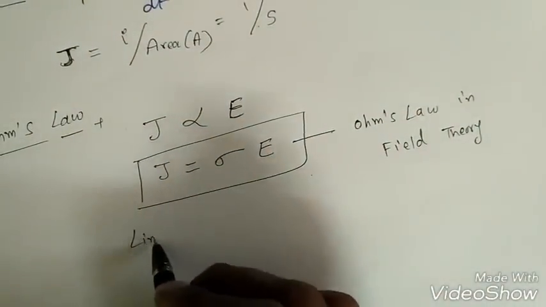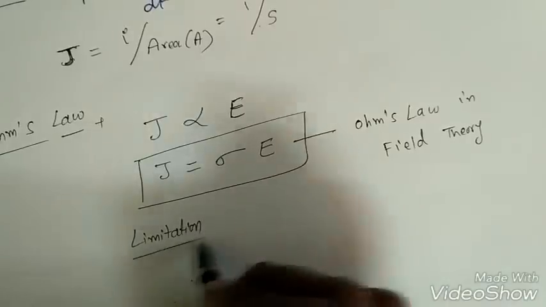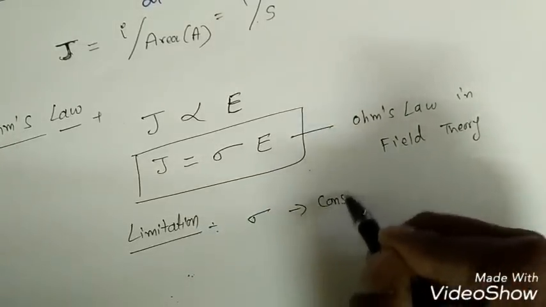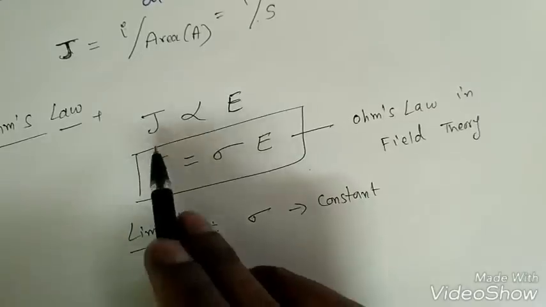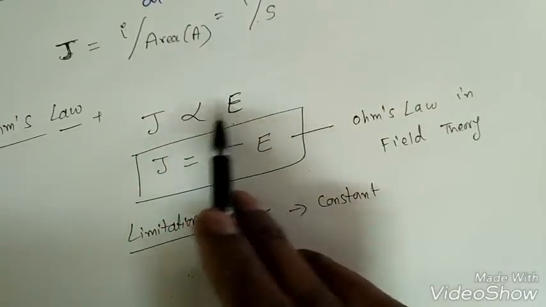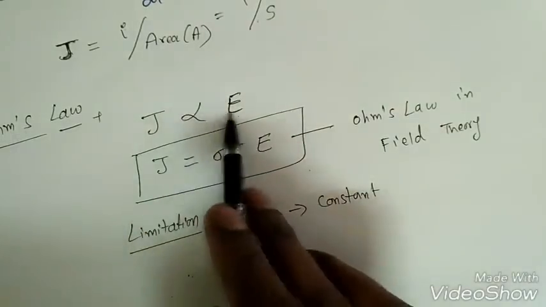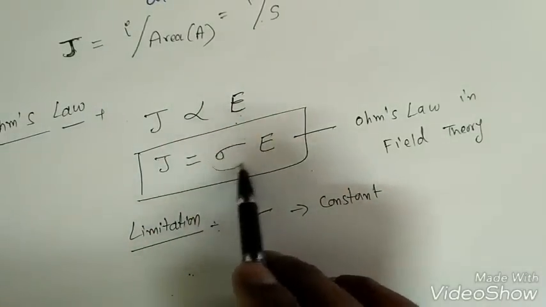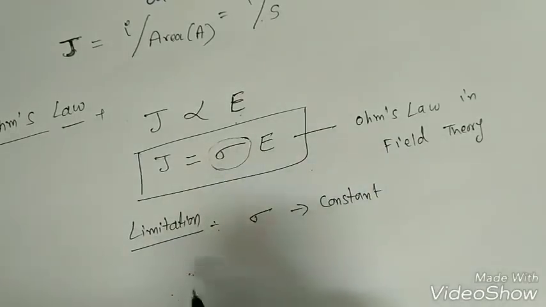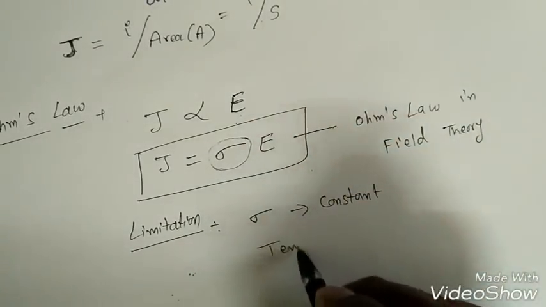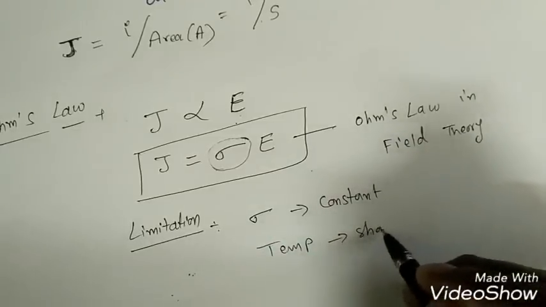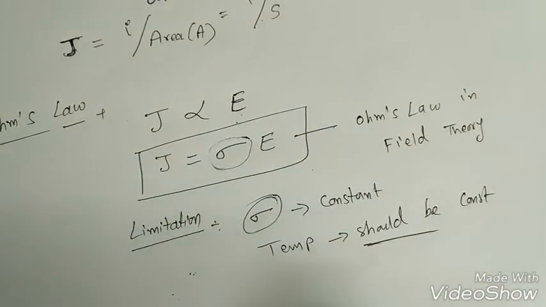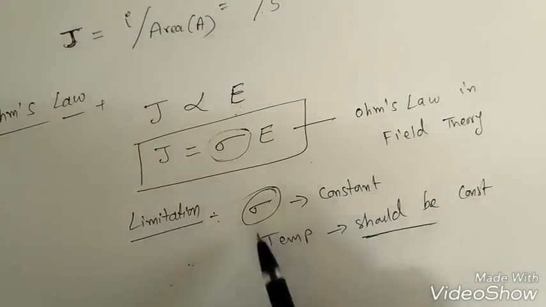So there is a limitation for this Ohm's law. The limitation is that the proportionality constant sigma should be constant, then only this proportionality will exist. So when I apply an electric field, the current density should rise or decrease proportionally, right? Now when will that happen? When sigma is always constant. Now how to make sigma constant? The only thing is the temperature should be constant, because depending on the temperature the sigma will vary, right? How, that we'll see.